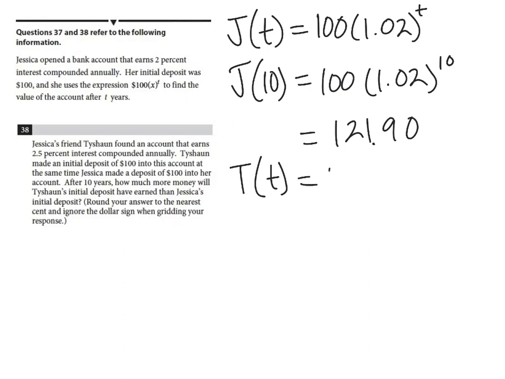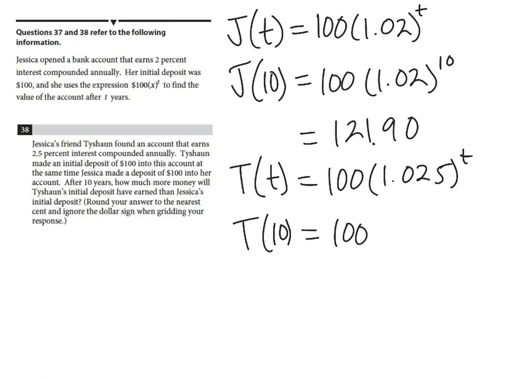Tyshawn's function will be $100 initial deposit, and he got 2.5%, so it's 1.025 raised to the t, and we want to know Tyshawn, or T of 10. 1.025 raised to the 10th. Okay, I'm just going to plug that in my calculator. 100 times 1.025 raised to the 10th. Well, that's 128, and I'm going to round to the nearest cent, and 1 cent.